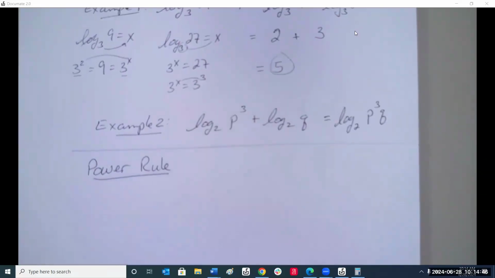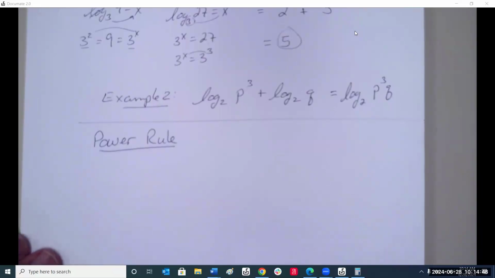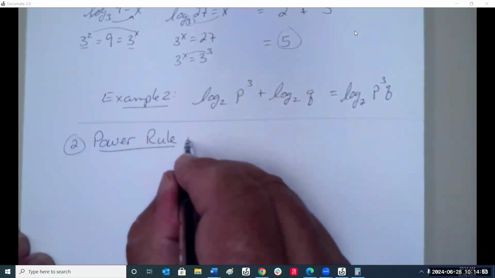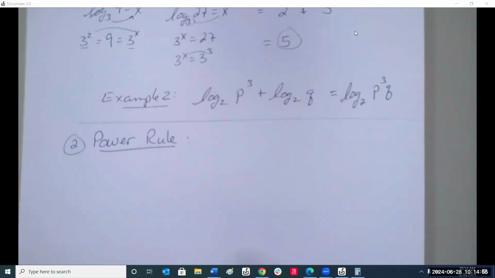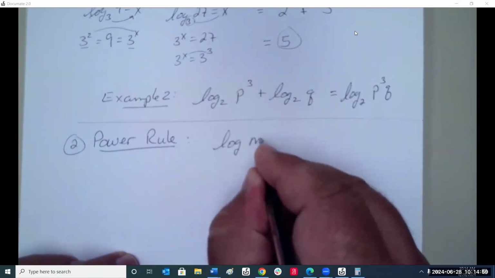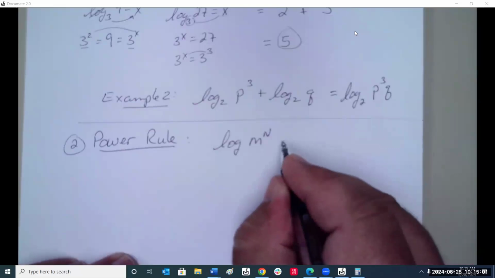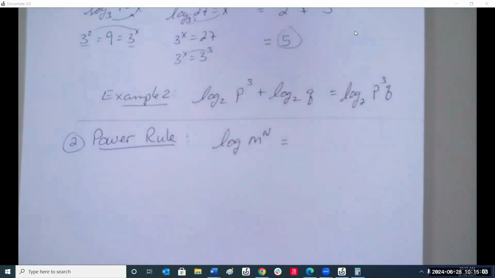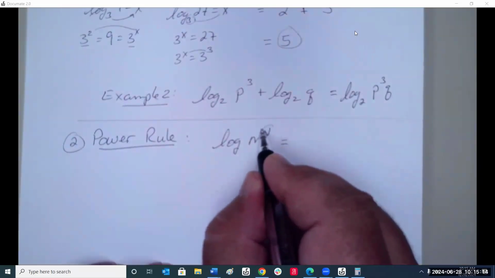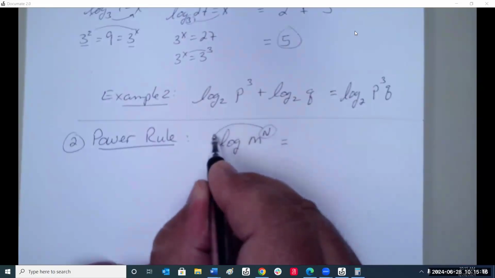The next rule is called the power rule. You cannot have an exponent in your final answer with logarithms. So if you have an exponent for your logarithm, then the exponent goes out in front.